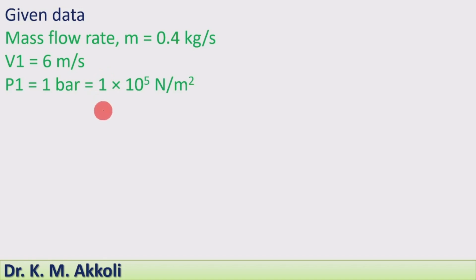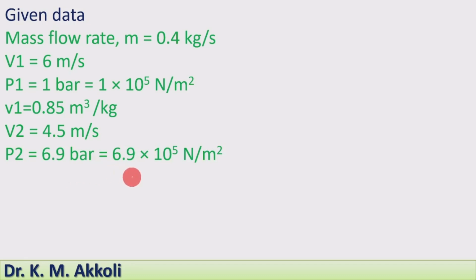First we'll take the given data. Mass flow rate m is 0.4 kg per second. Velocity at inlet is 6 meter per second. Pressure P1 is 1 bar, that is 1 into 10 raised to 5 Newton per meter square. Specific volume V1 is 0.85 meter cube per kg. Velocity at outlet is 4.5 meter per second. Pressure P2 is 6.9 bar, 6.9 into 10 raised to 5 Newton per meter square. Specific volume V2 is 0.16 meter cube per kg.